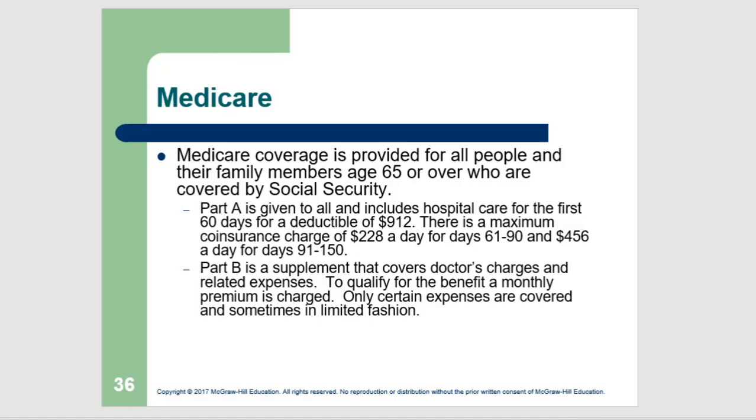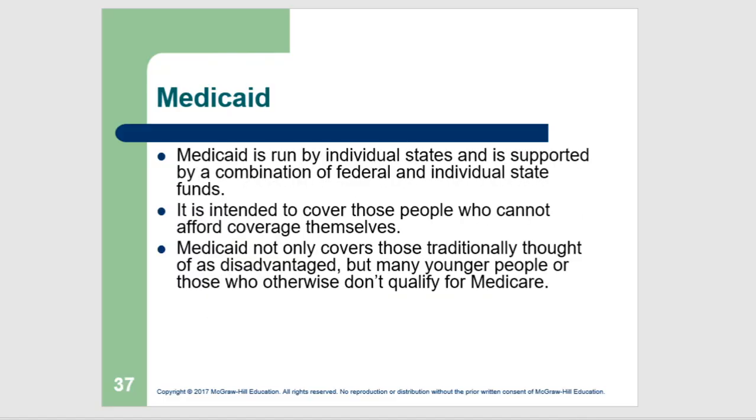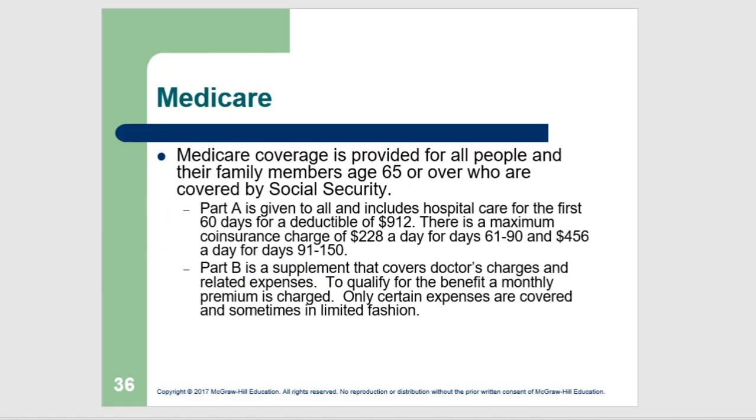So you have Part A, and then Part B supplements that, and then there's also a pharmacy plan, but basically you can almost count on using Medicare at age 65, and the private insurance then functions as supplemental to that.